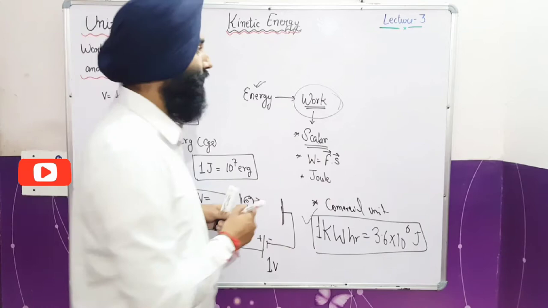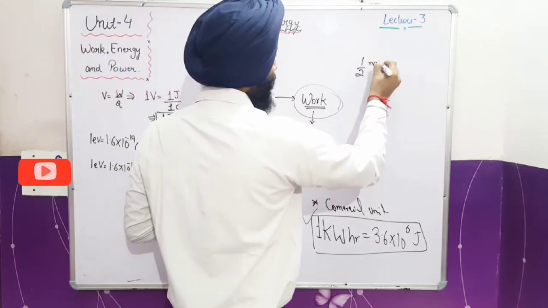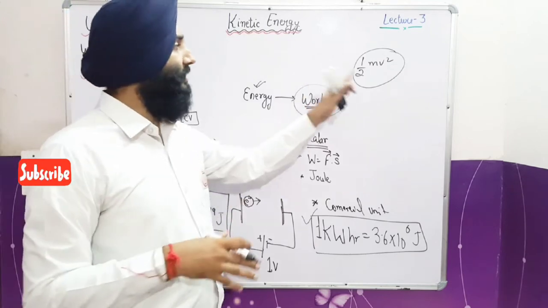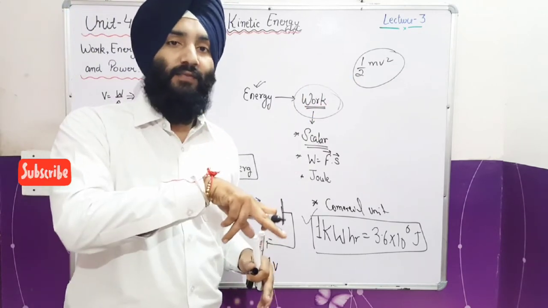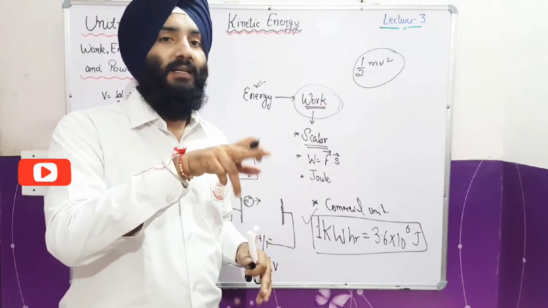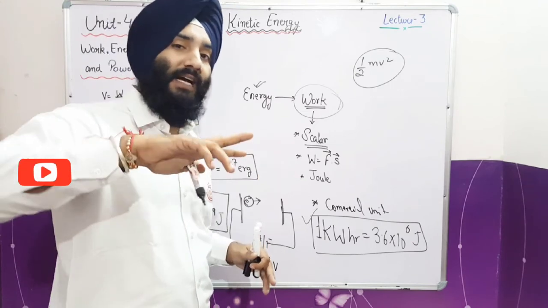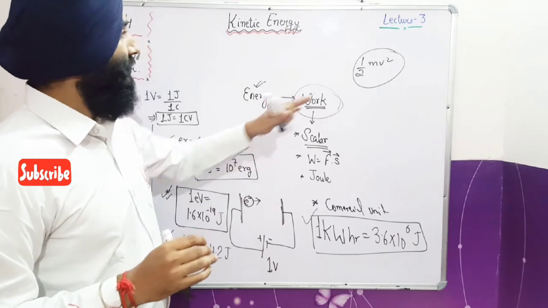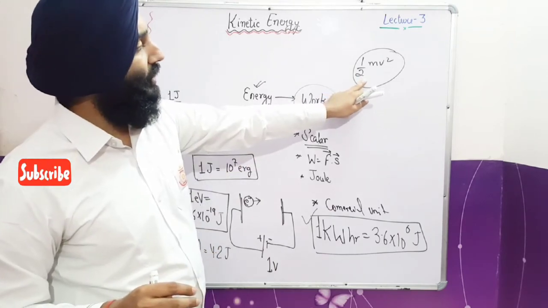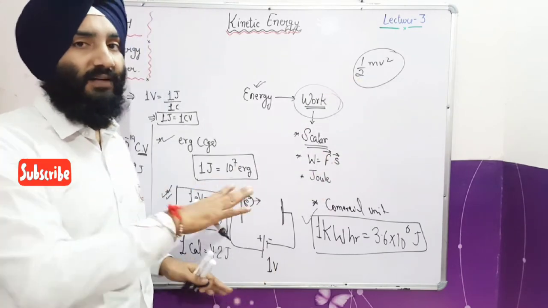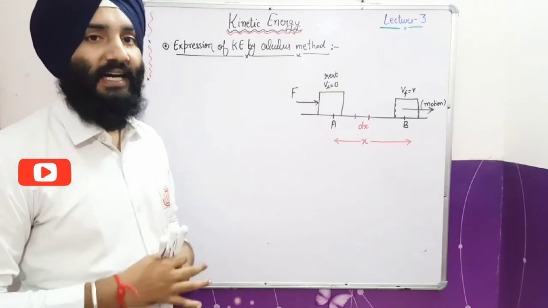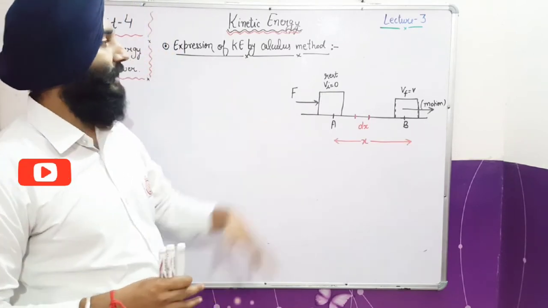As you know, the formula of kinetic energy is half mv square. So how will this formula come? We will derive this formula with the help of the calculus method. Fine. Calculus method means we have to use differentiation and integration to find the derivation of the formula of kinetic energy. Let's start with the derivation. Now I have to derive the expression for kinetic energy by using the calculus method.